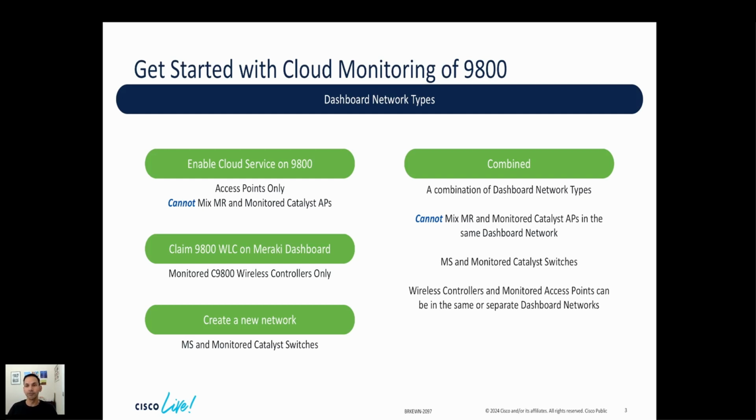Now moving on to wireless controllers and monitored access points, they can be on the same network or they can be on separate networks. For example, if you have your wireless controller in a data center, then a separate network is recommended, and have your access points on a separate network. If they are at small branch sites, about 20, 30, or 50 access points, along with a wireless controller, that could be just one network.